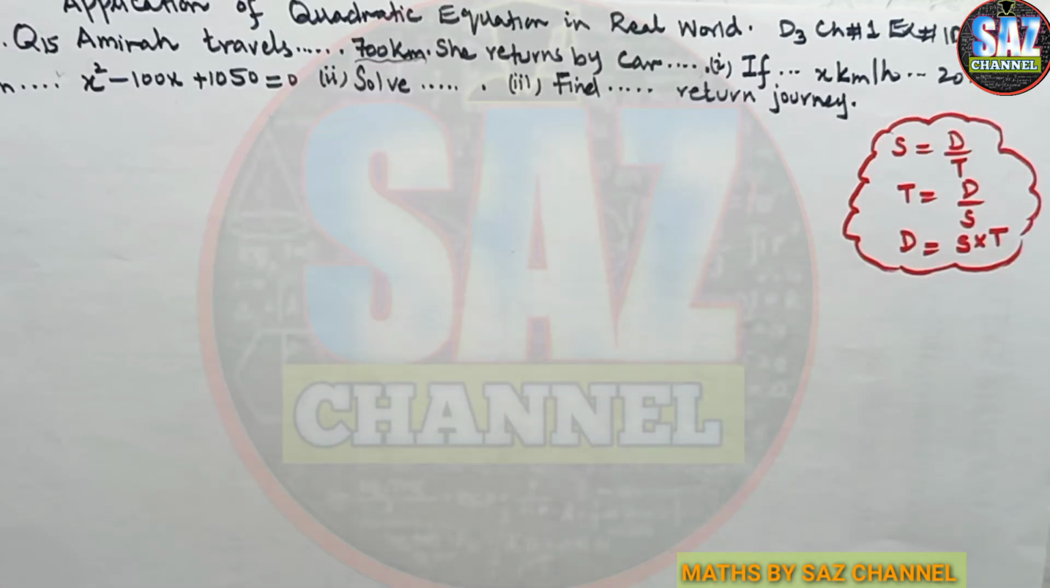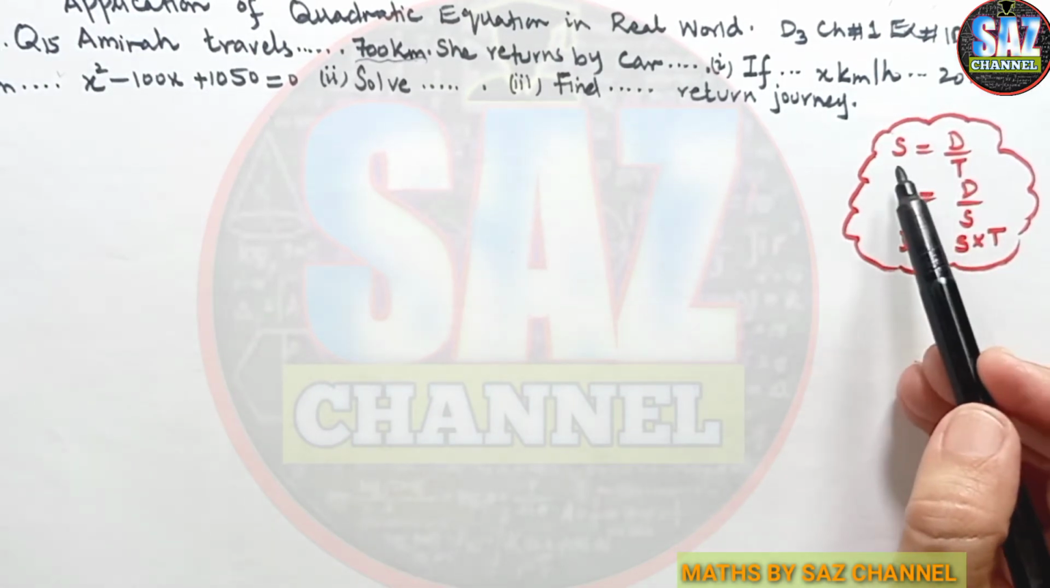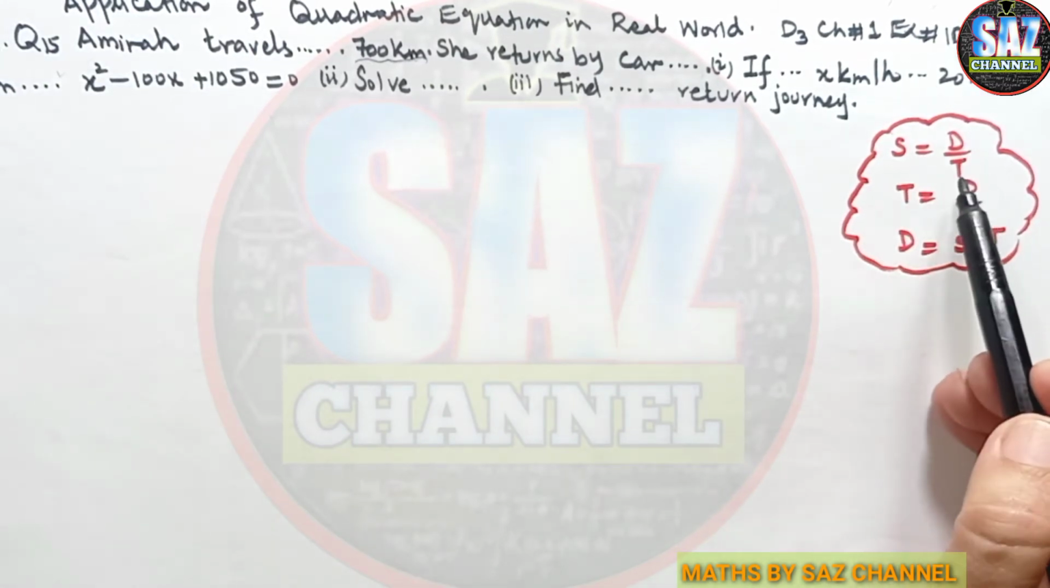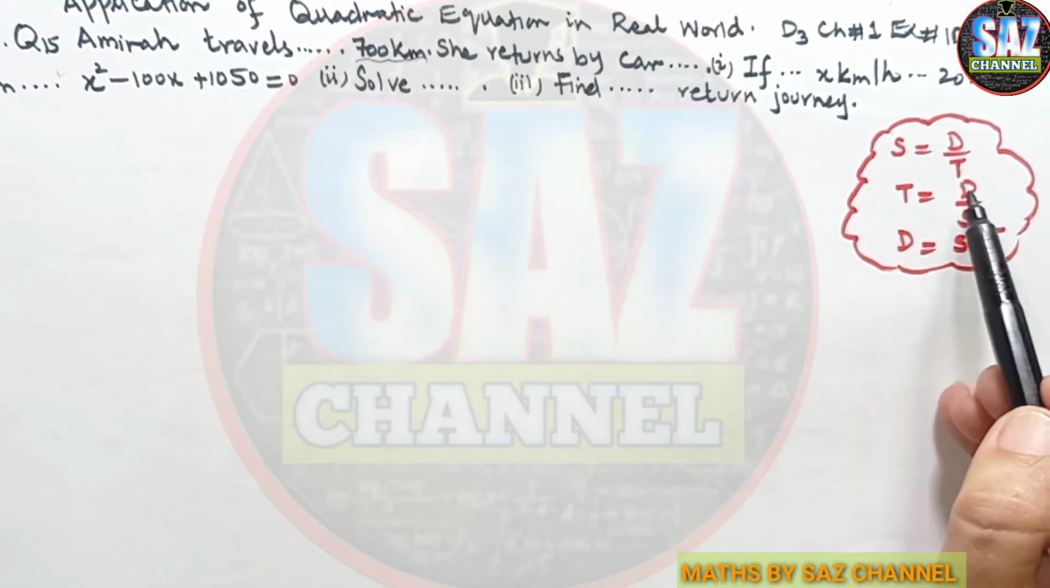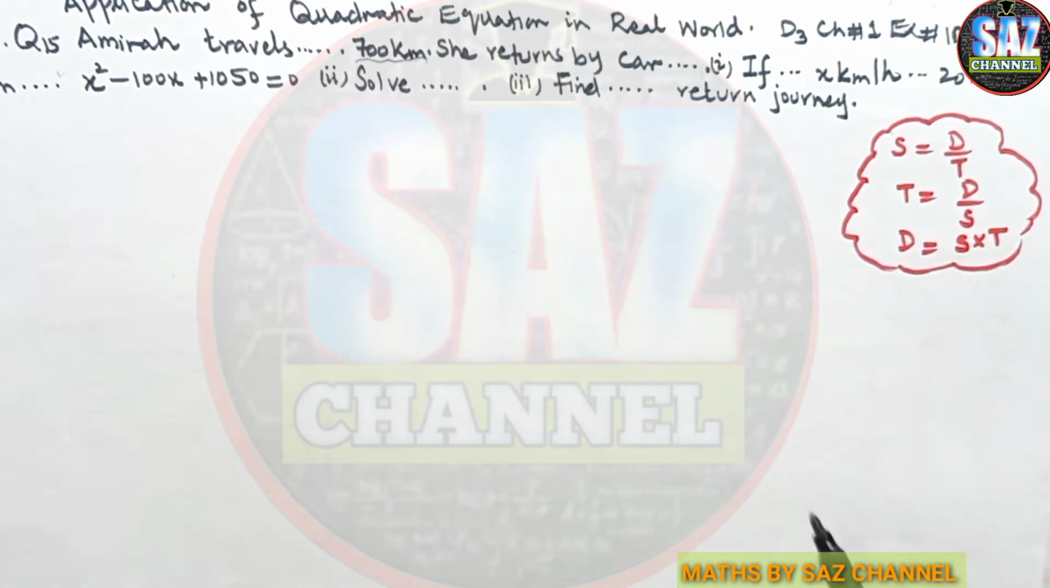As the question is about speed, distance and time, we should have a grasp on the formulas of speed, distance and time. Speed equals distance traveled upon time taken. Time equals distance upon speed, and distance is speed multiplied by time.